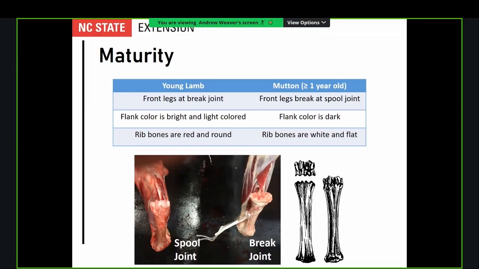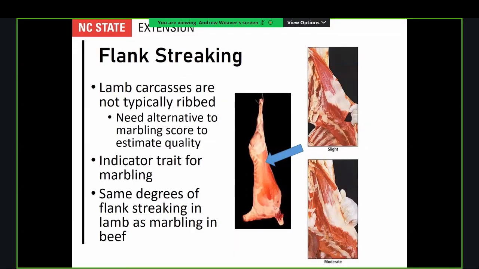We also look at the color of the lean in the flank region. We want that flank color to be bright, light colored, kind of a bright pinkish red color, rather than a real dark red color. That darker coloration would be an indicator of an older animal. And then we also look at the rib bones. We want red, round rib bones. We do not want white, flat rib bones. So then we take that maturity metric, and then we collect our flank streaking metric. Flank streaking is our indicator of marbling. Like I said, in a large scale commercial lamb plant, we're not ribbing carcasses.